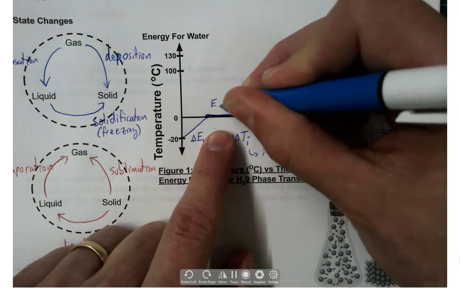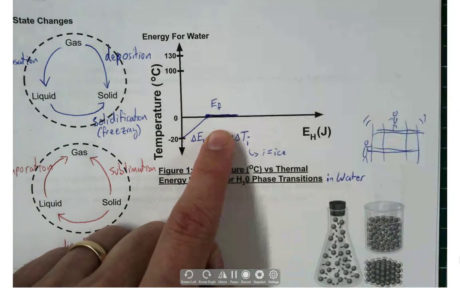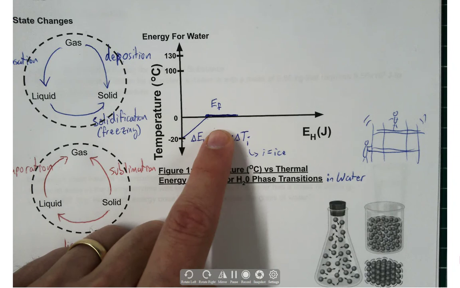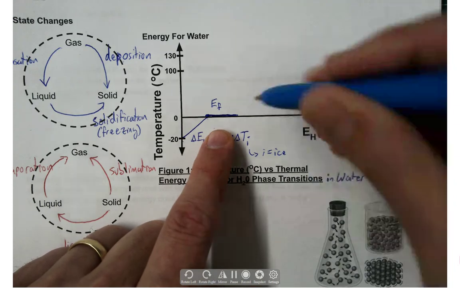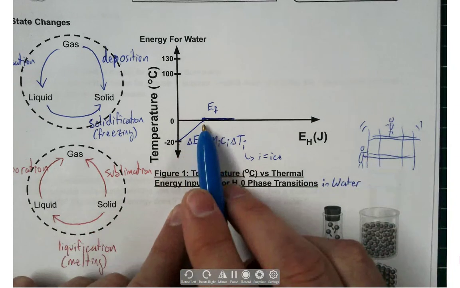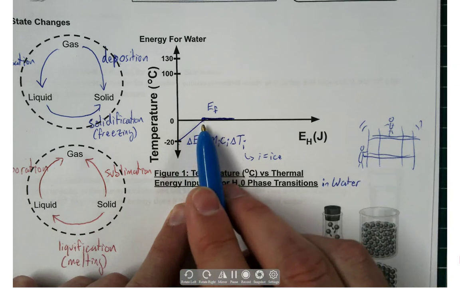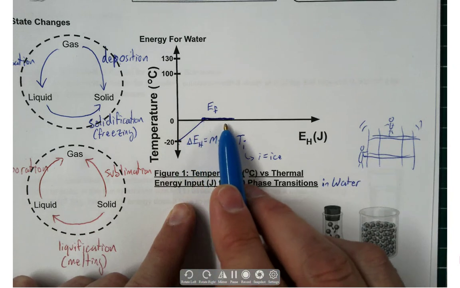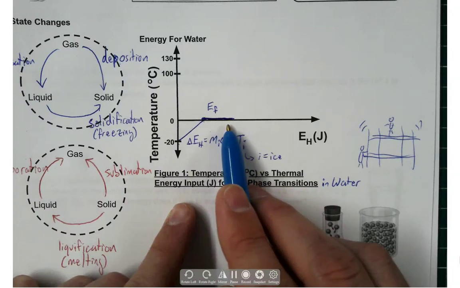Turns out that you have to overcome the fusion energy to break apart the scaffolding, to break apart the crystal lattice. You have to add more and more and more energy. Keep on shaking it harder and harder. So notice that I've transitioned. I've gotten all the way up to 0 degrees Celsius, and then I added more and more energy, but no temperature change. Just shaking it harder and harder.